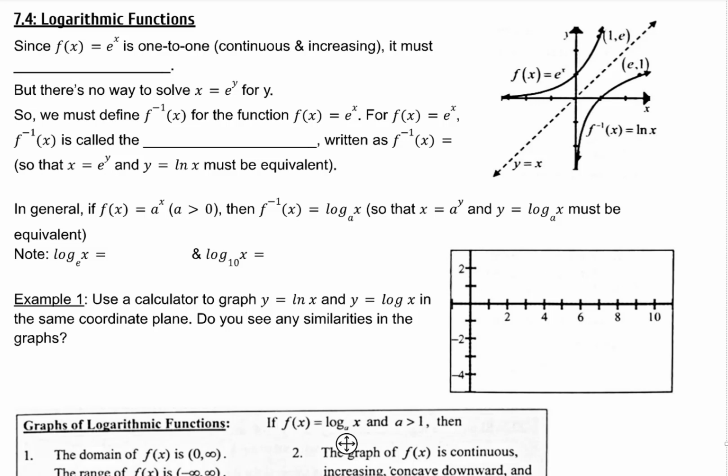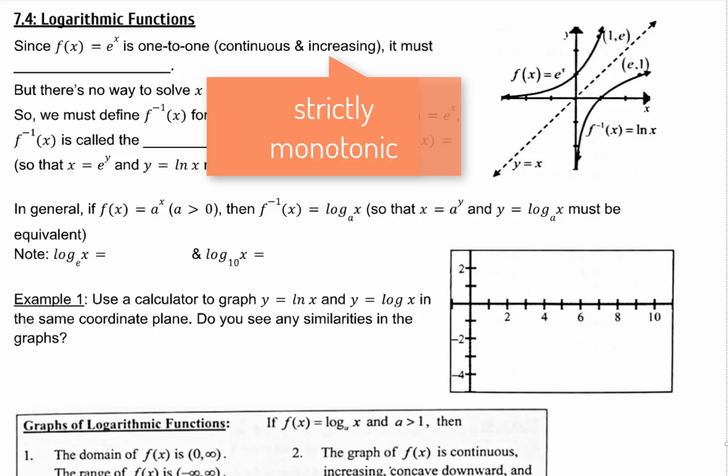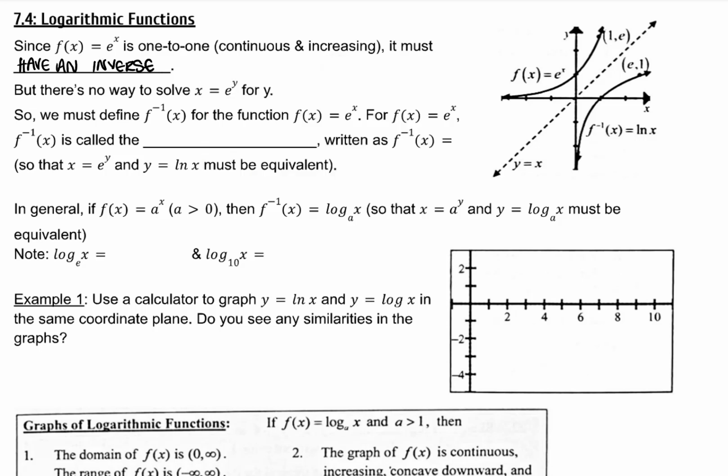Since e to the x is 1 to 1, continuous and increasing, it must have an inverse. But there's no way to solve x equals e to the y for y, so we must define the inverse of e to the x. The inverse of e to the x is called natural log, written as f inverse is ln x, so that x equals e to the y and y equals ln x must be equivalent.